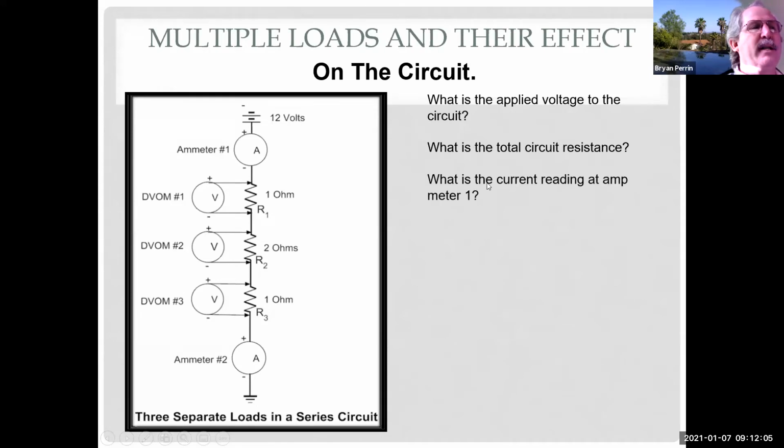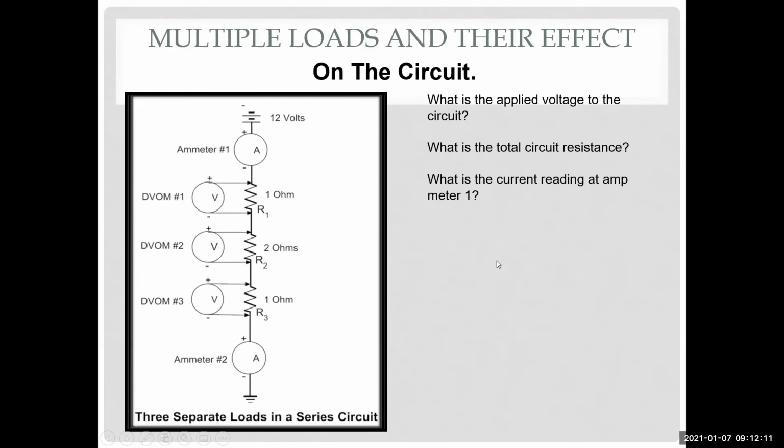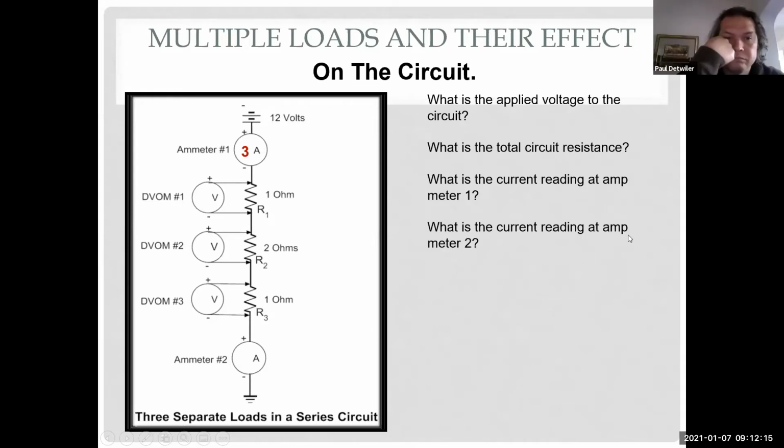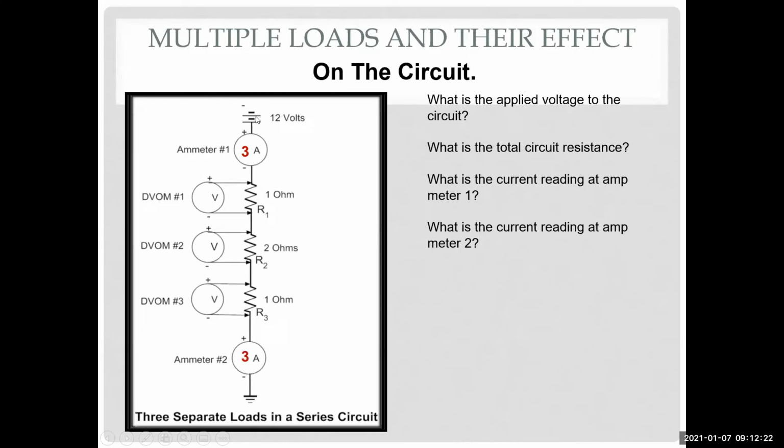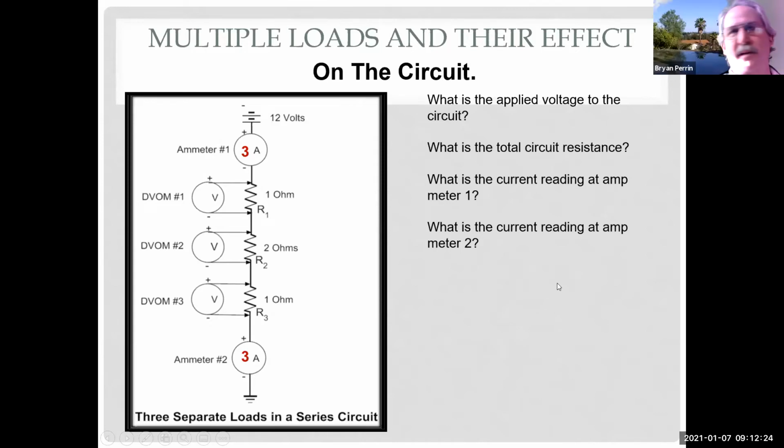Now, what is the current reading at amp meter number 1? How many amps are we flowing? 3. What is the current reading at amp meter number 2? Should also be 3 if it's a series. Right, it has to be, because that's one of our rules. So I got 3 amps everywhere in the circuit.